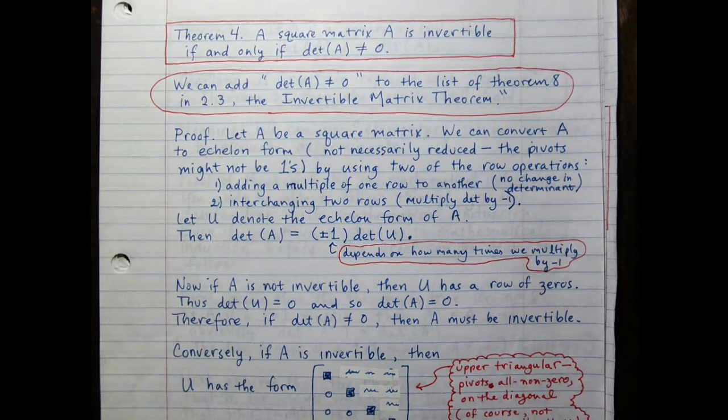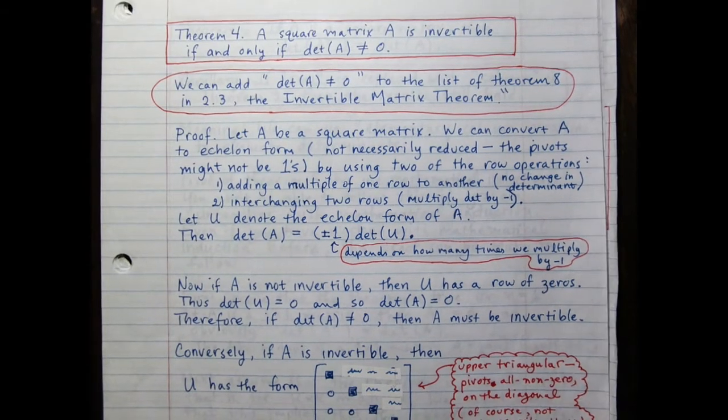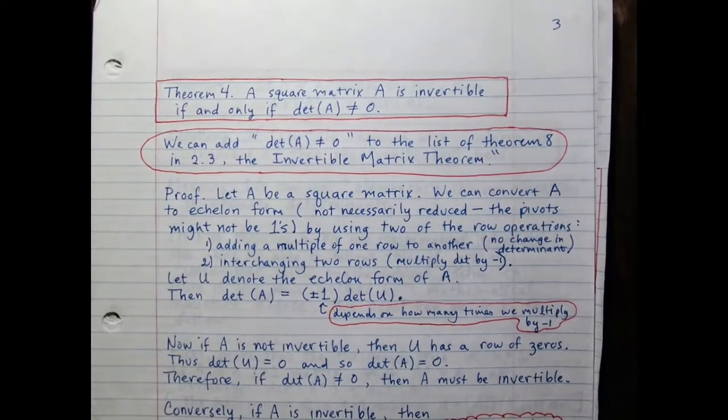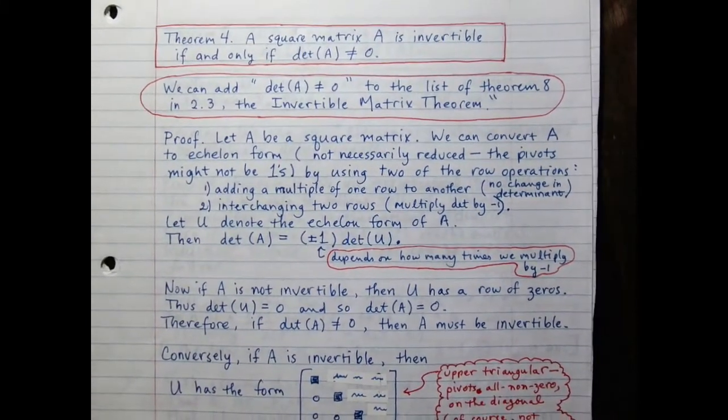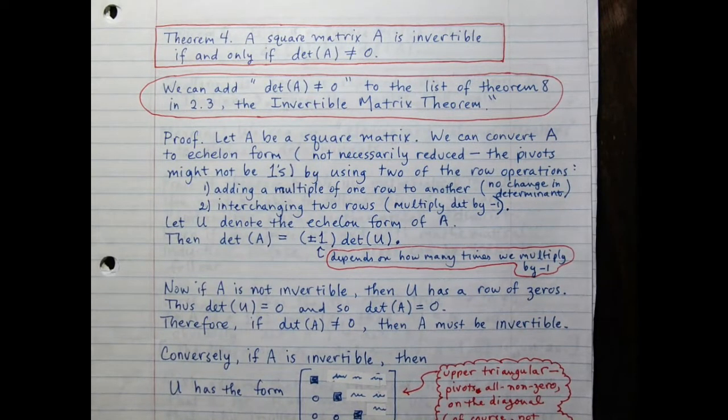We are continuing our discussion of properties of determinants. We're on page 3 of the handout, for 3.2. And theorem 4 is of enormous significance. A square matrix A is invertible if and only if the determinant of A is non-zero.